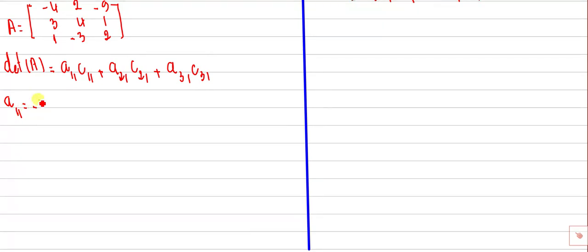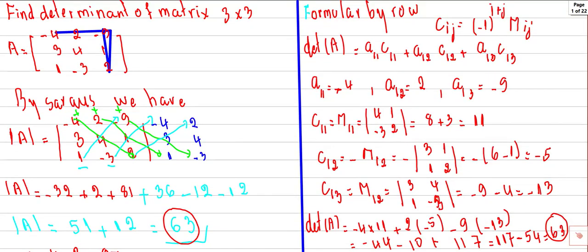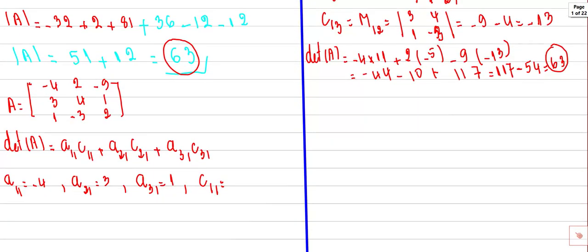But A11 is minus 4, A21 is 3, and A31 is 1. C11 we already found. C11 is 11.